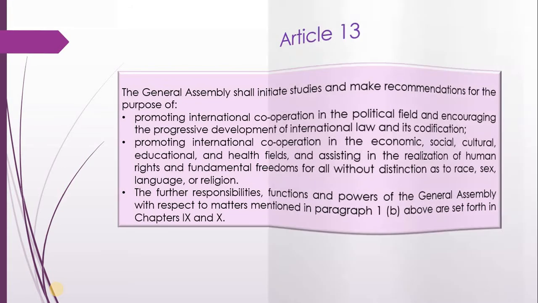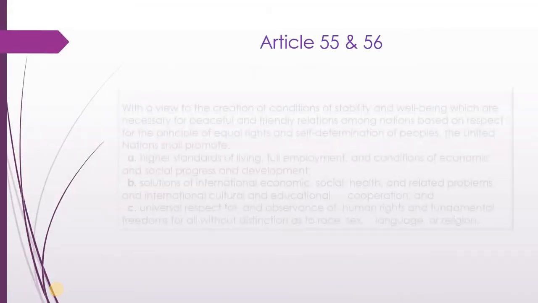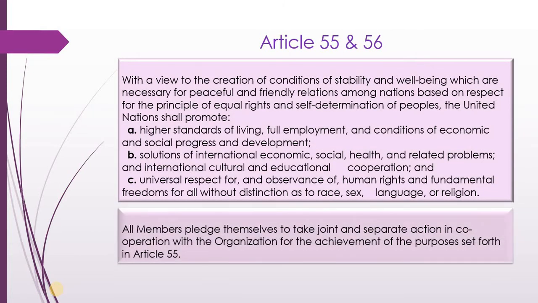The next articles in the Charter are Article 55 and 56. Article 55 and 56 were inserted with a view to create conditions of stability and well-being which are necessary to maintain peaceful and friendly relations among nations based on respect for the principle of equal rights and self-determination of peoples. Article 55 imposes on the United Nations the duty to promote universal respect for and observance of human rights and fundamental freedoms without any distinction.